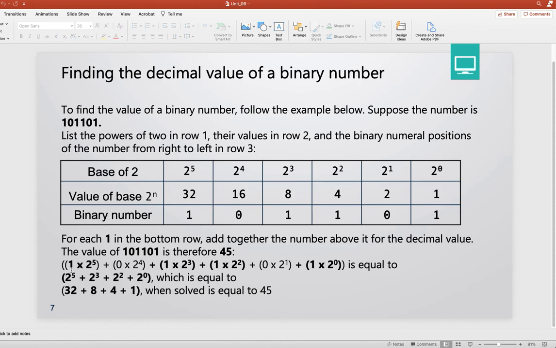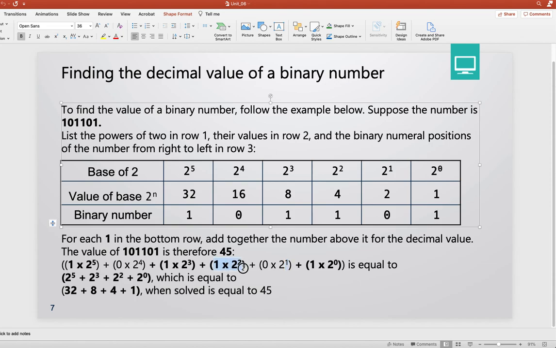So here is the formula. We go from the right to the left. The first position is 1 times 2 to the power of 0, because this is the first position, so the index number here should be 1 minus 1, which is 0. And the second position we put 0 here, so it's 0 times 2 to the power of 1. The reason we use 1 here is because this is the second position, so 2 minus 1.